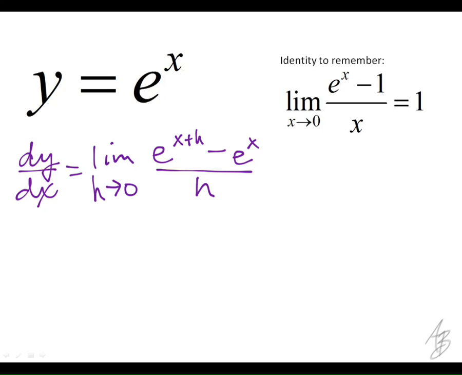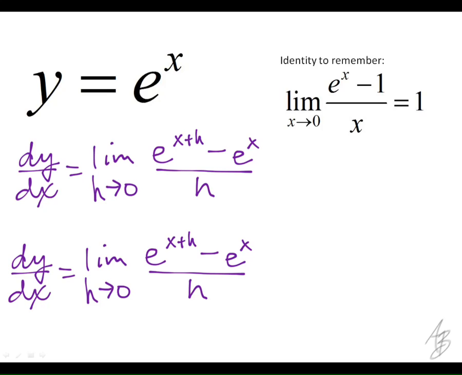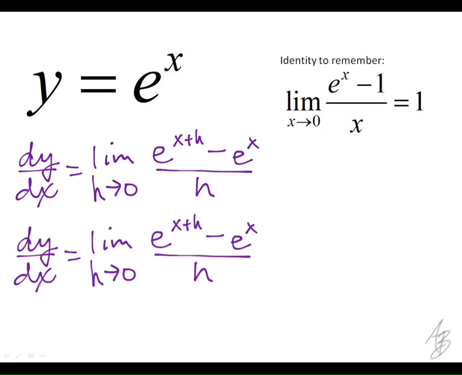We know that e to the x plus h is going to be the same thing as e to the x times e to the h. So what I'm going to do here is copy that whole thing, and instead of e to the x plus h, we will replace that with e to the x times e to the h. And that is true by a property of exponents that we should know.